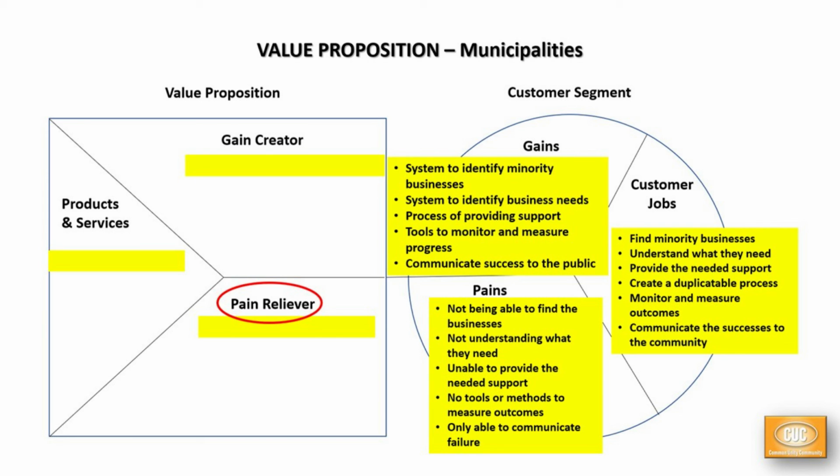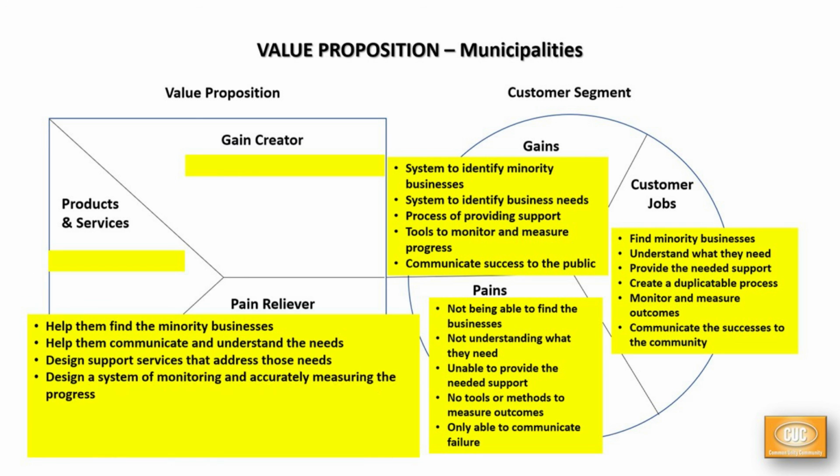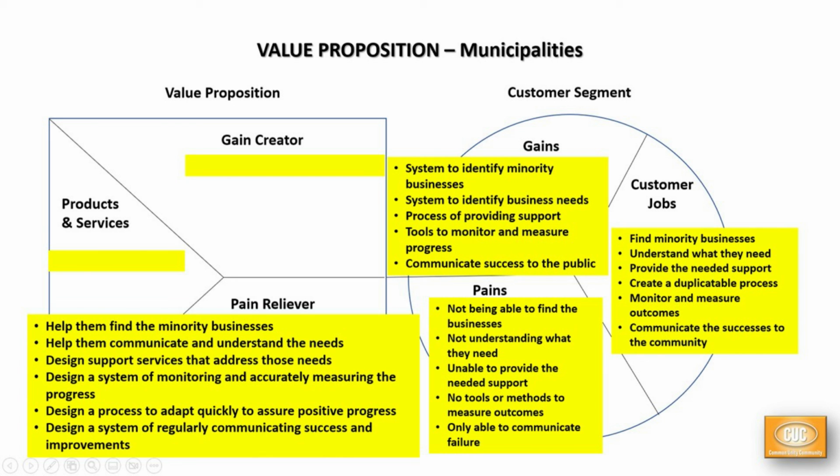The pain relievers, one of our members called this aspirin, are these: help them find the minority businesses, help them communicate and understand the needs, design support services that address those needs, design a system of monitoring and accurately measuring the progress, design a process to adapt quickly to assure positive progress, and design a system of regularly communicating success and improvements.